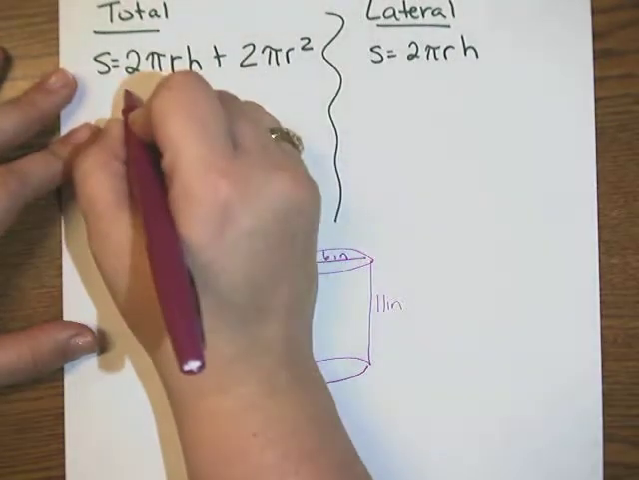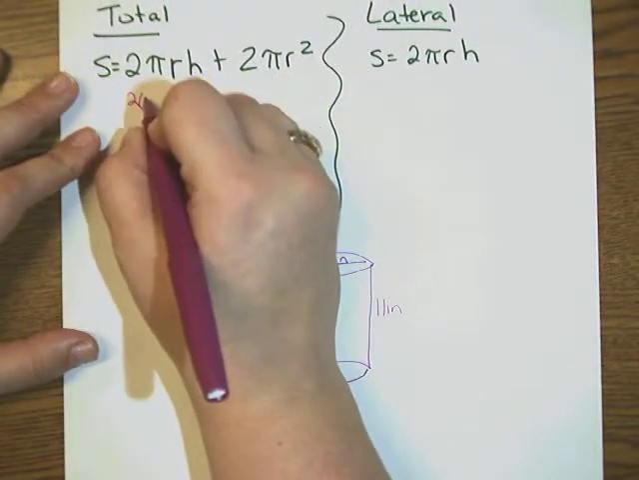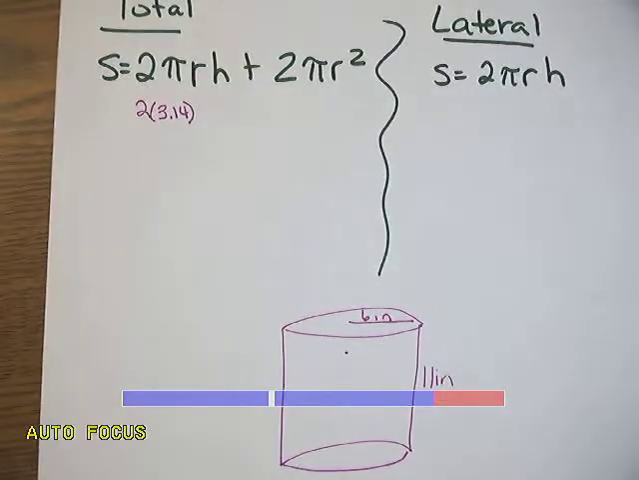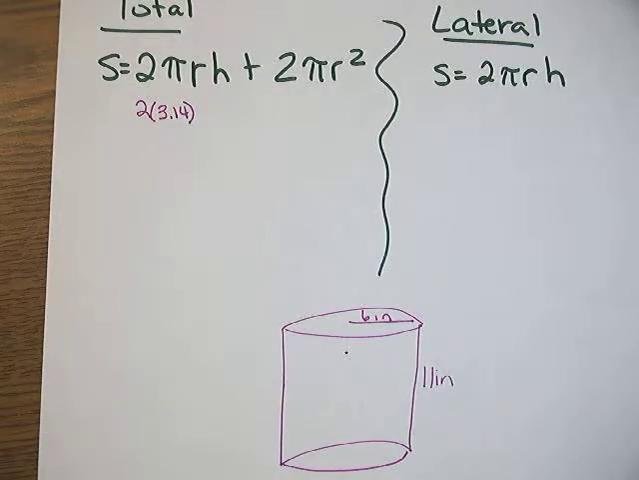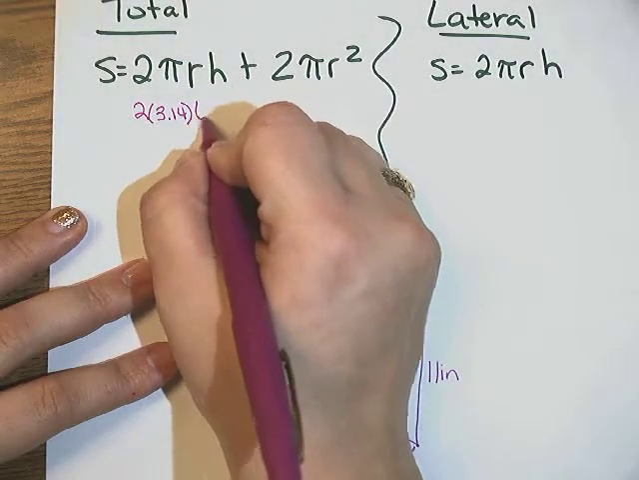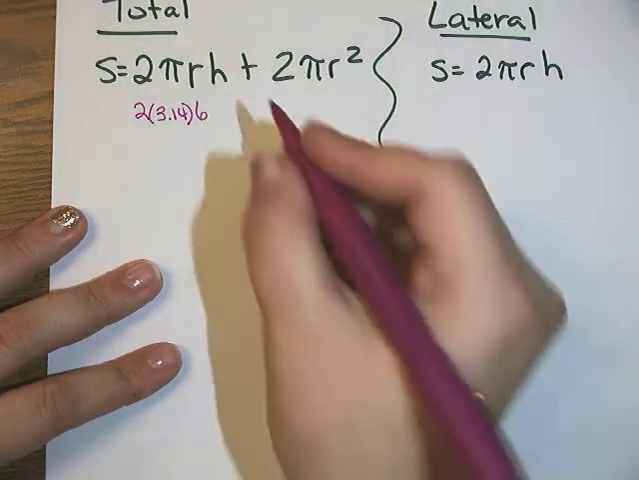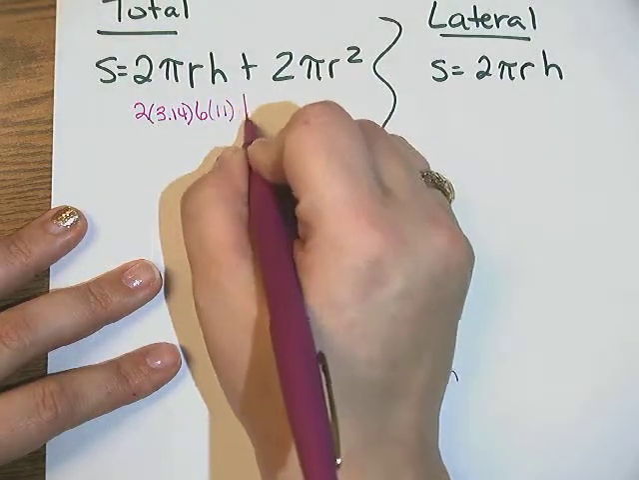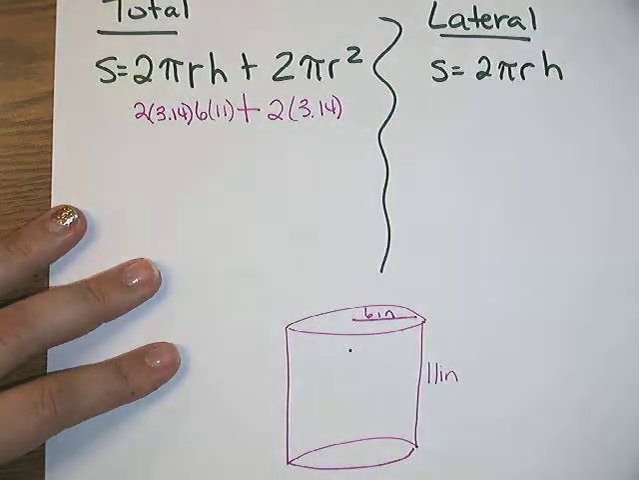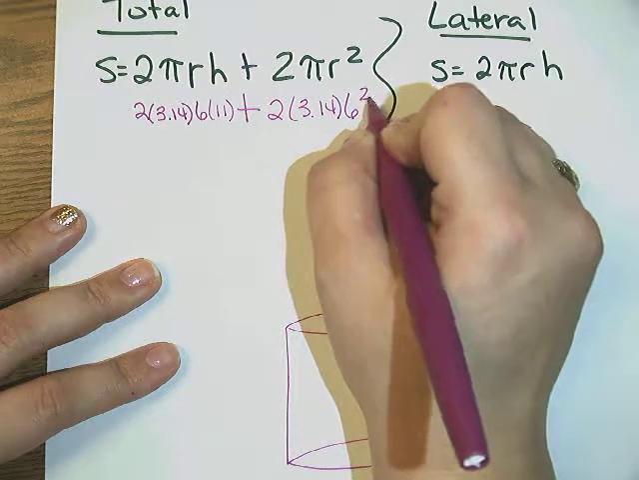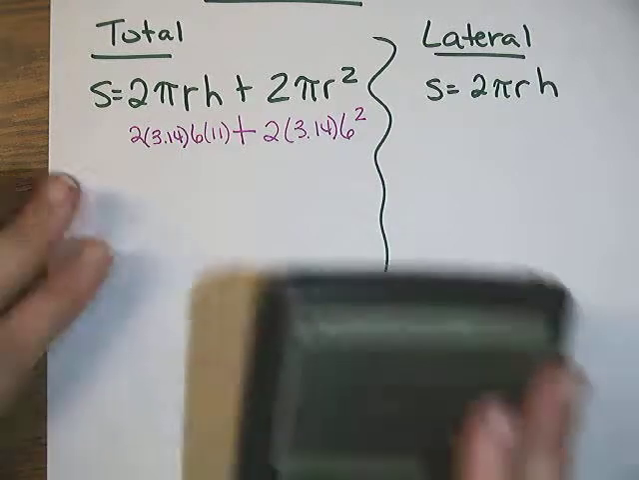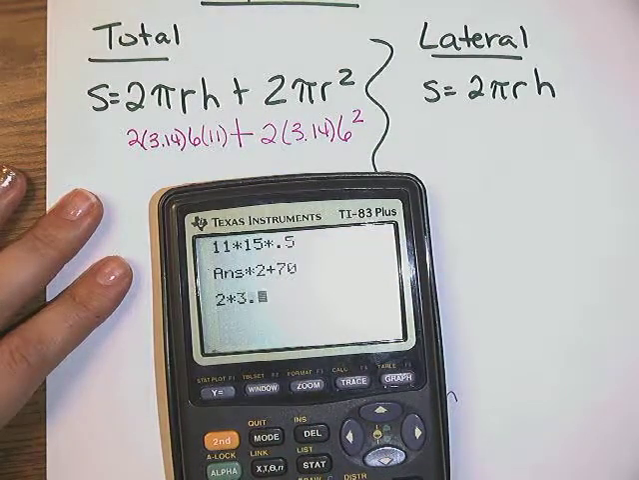So let's take our formula and plug it in. 2 times pi. Now you can use the pi button or you can use 3.14. If you choose to use the pi button, you have to remember to what? Round down just a little bit. Okay? In this picture, what's my radius? 6. What's my height? 11. Plus 2 times 3.14. What's my radius? 6 squared. So now all I'm going to do is plug all that into the calculator.